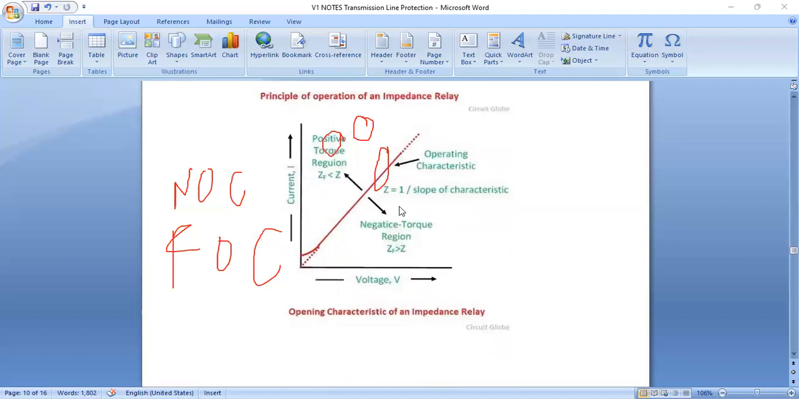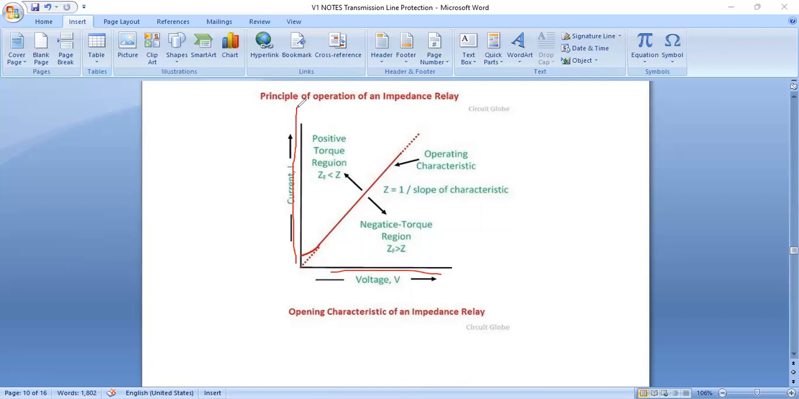Now, the operating characteristic of an impedance relay. The voltage is on the x-axis and the current is on the y-axis. Operating elements are the two important components of the impedance relay. First, the current operating element.